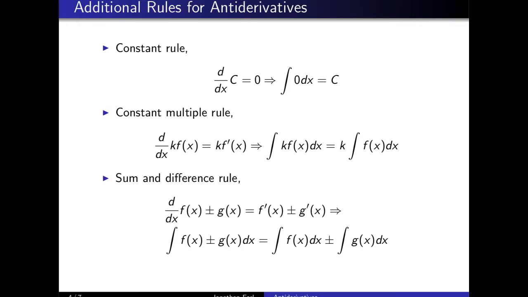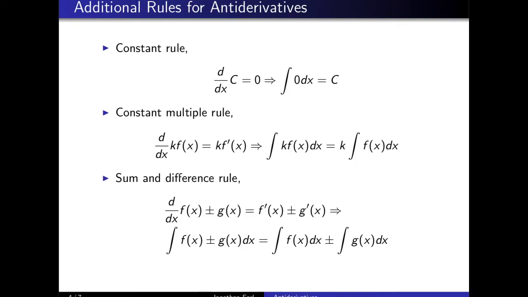Okay, so a couple of rules that we could have. We know that the derivative of a constant is 0. So if you want to find the antiderivative of 0, you get a constant. Again, we're asking what function, when we take its derivative, gives us 0? Well, a constant. Does that make sense?